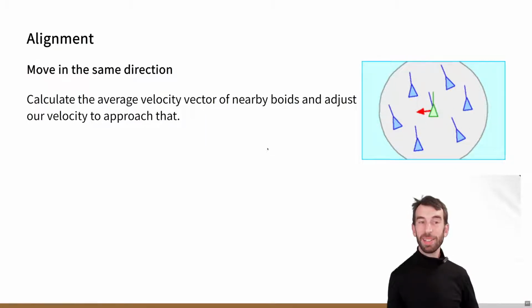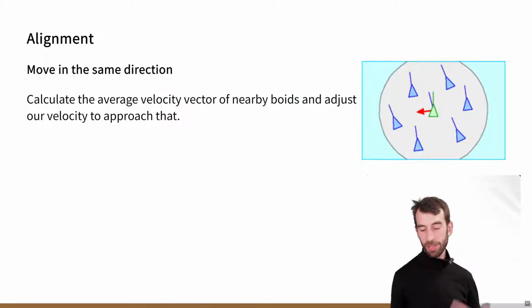Next concept, alignment. A Boid wants to move in the same direction as other Boids in its neighborhood. So if all the other Boids are moving in this vector, that's all of their headings, then my Boid will want to adjust its heading a little bit to the left. The way this works is that we calculate the average of all of these velocity vectors, and adjust my velocity vector to approach that average. So if everyone's moving this way and I'm moving this way, then I'll want to turn myself to go in the direction of everybody else.